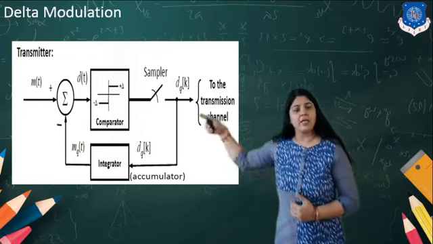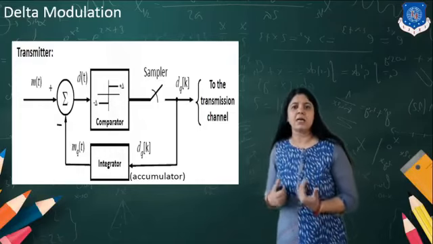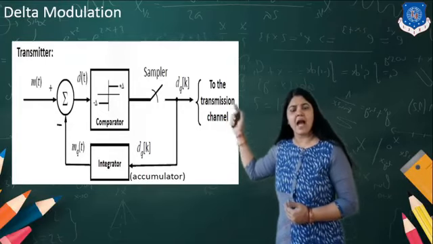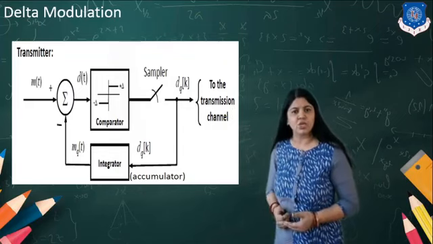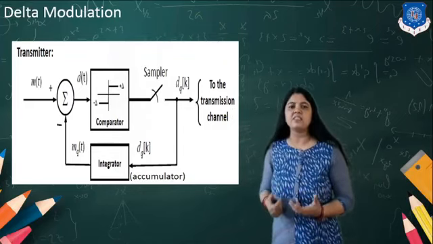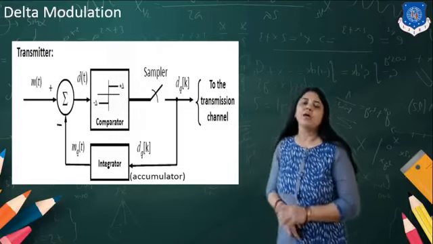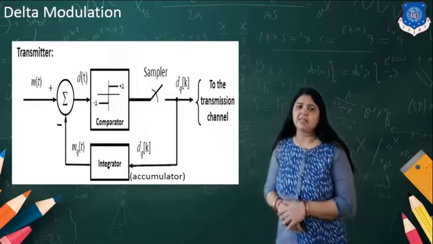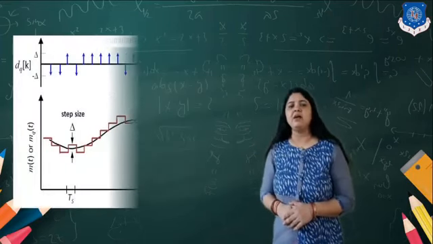Now we know that there is a comparator. If m(t) is greater than m_q(t), the comparator output is high, meaning it is a 1. If m(t) is less than m_q(t), the comparator output is low, so that is 0. According to this, it will generate the output, either 1 or 0. In this way there is an increment in the step size, and we get the output.